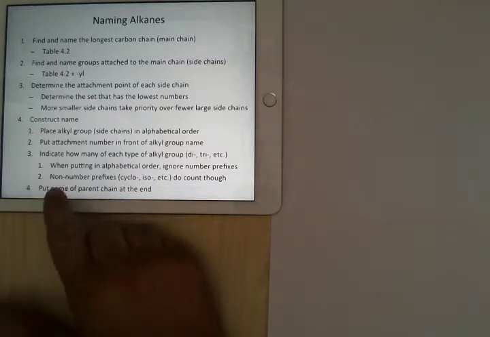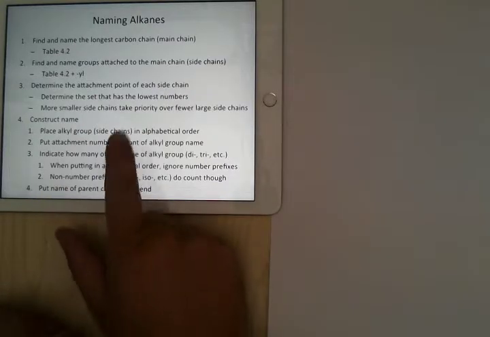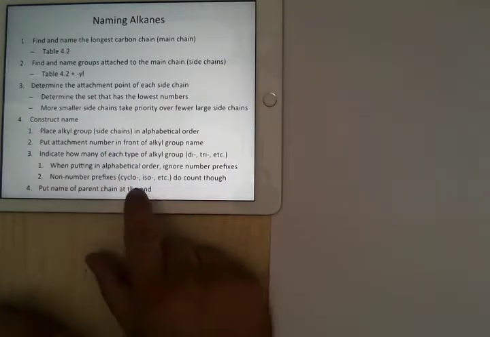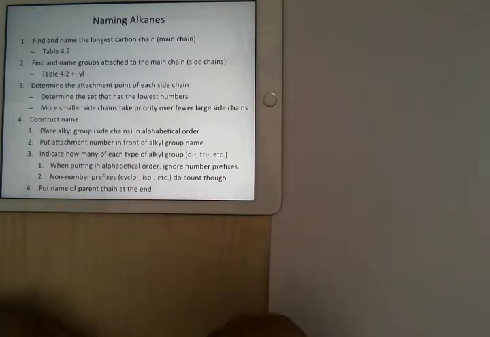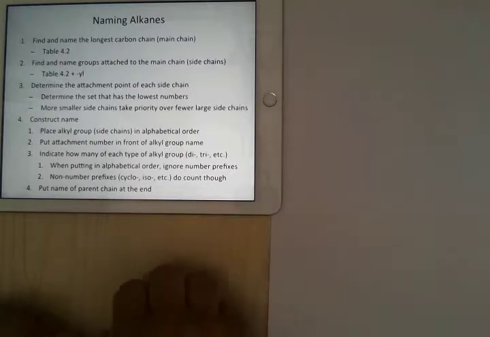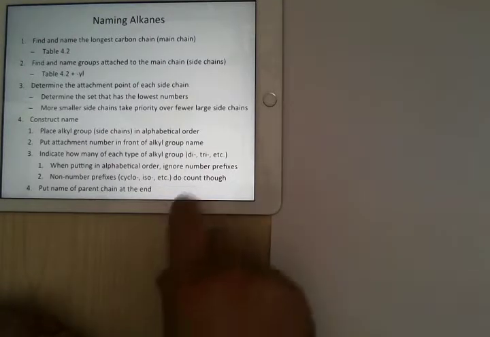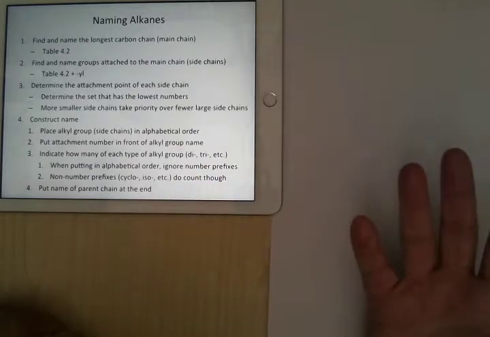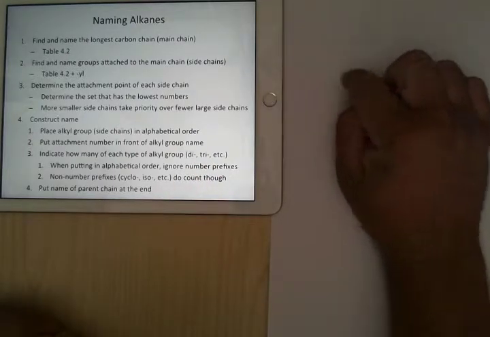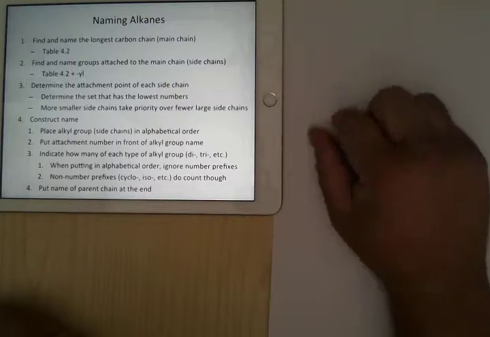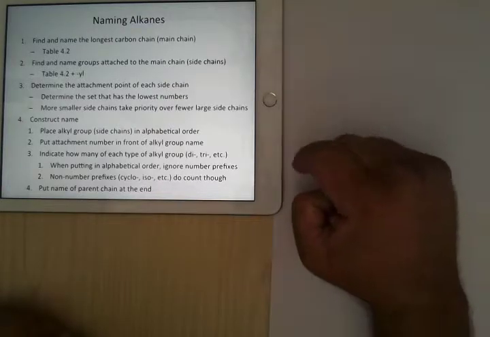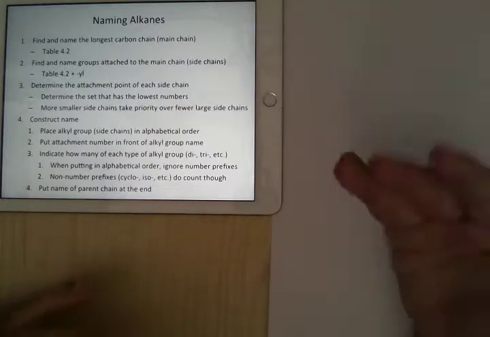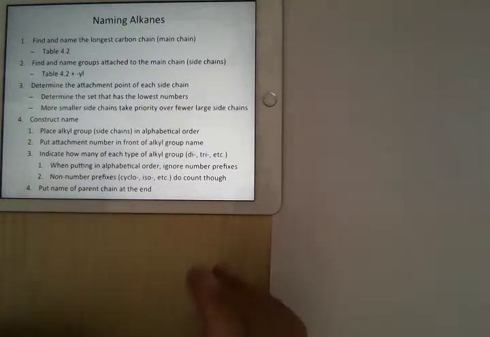Okay. Now, one thing I mentioned, I probably should have moved that up there. The non-number prefixes, things like cyclo, iso, we'll talk about that in a minute. Those do count in the alphabetizing, but the di, tri, whatever, does not. So if you write it on that list, that's what you're alphabetizing. Don't worry about the di and the tri. All right, so be careful.